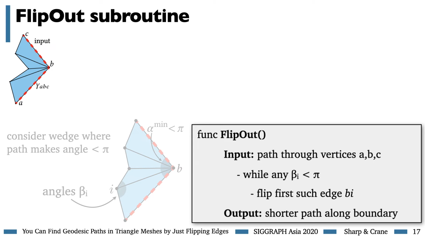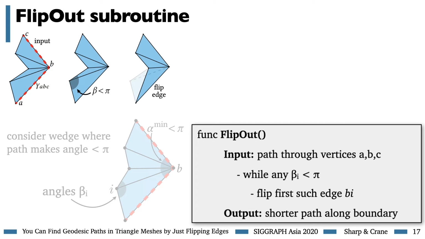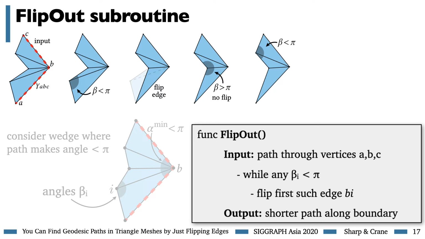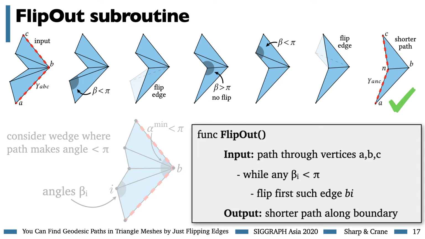To step through this, we start out with some initial path, which isn't a geodesic because it makes a turn. We notice that this first angle is less than pi, so we flip the edge. The next angle is greater than pi, so we don't touch that edge. And this last angle is less than pi again, so we flip the edge, removing it from the neighborhood. After this procedure, we can update the path to be the path along the outer perimeter, which is necessarily shorter than the path that we started with.